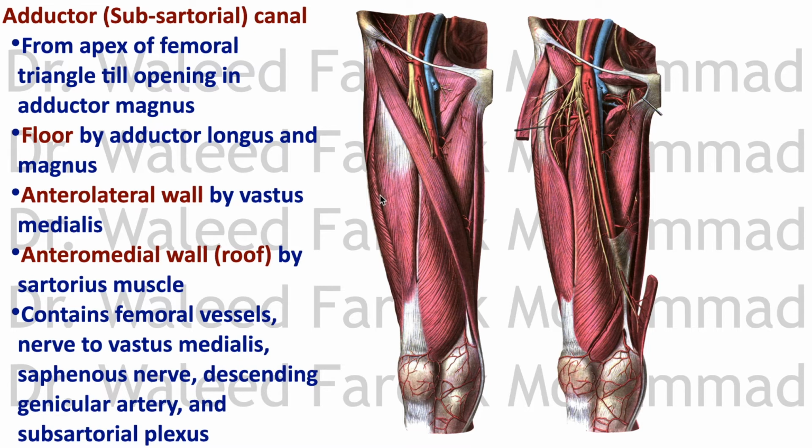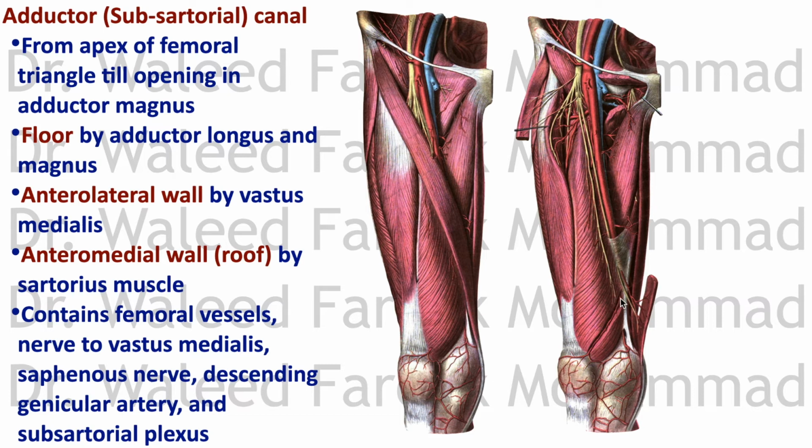The adductor canal, on the other hand, is the continuation, or begins at the apex, of the femoral triangle. It's this area. Bounded, the lateral wall is the vastus medialis, and pay attention to that. The lateral wall is the vastus medialis. The medial wall is the sartorius, or the anteromedial wall is the sartorius, and is the roof for the canal. That's why the other name for the adductor canal is the subsartorial canal.